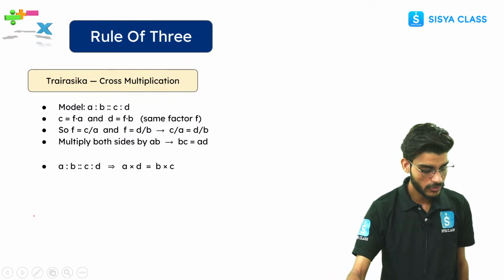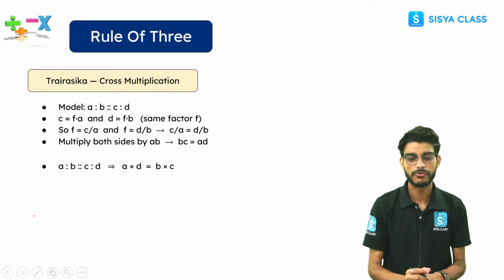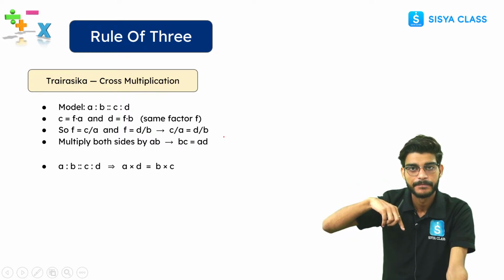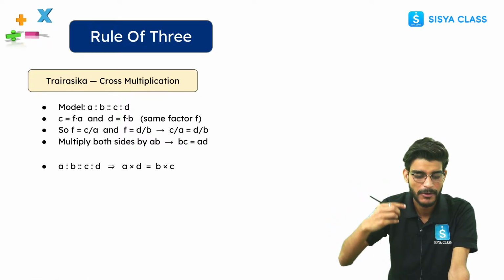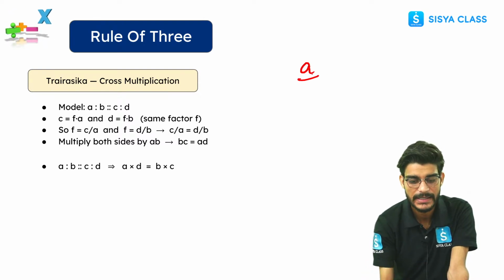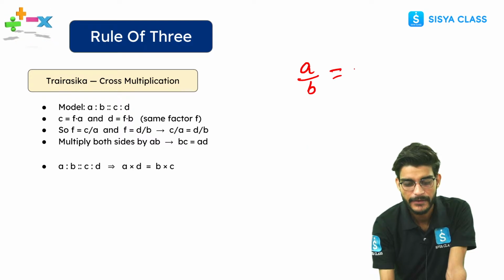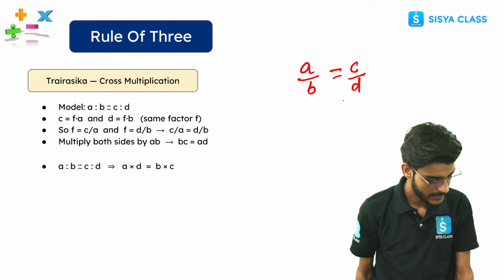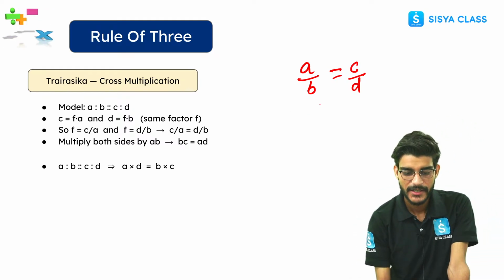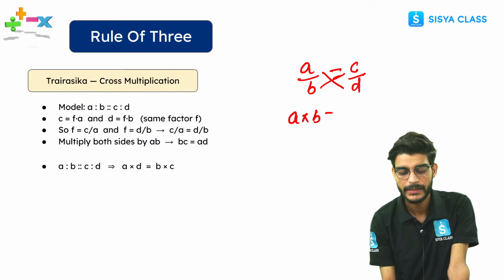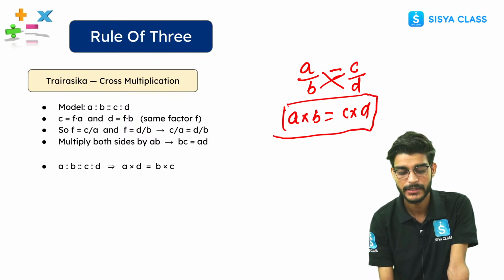Now let's move on to the rule of 3, that is Trairashika, the rule of 3. It says that if two ratios are proportional, then we can cross multiply them. This is what I did in the previous example: A upon B equals C upon D. I think you all have done the cross multiplication method in your previous classes. Just cross multiply it. So A into D equals B into C. This will always be equal.